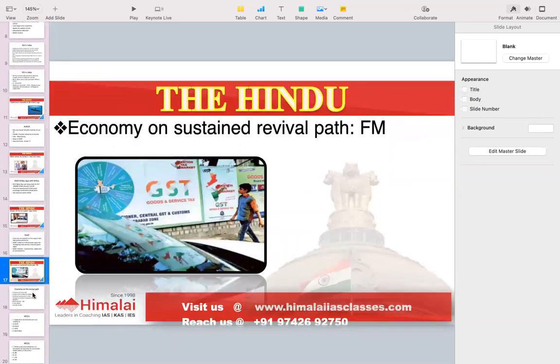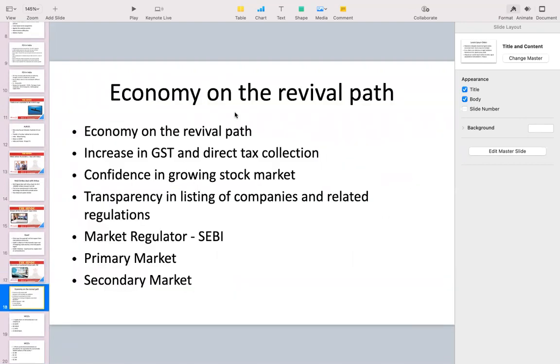The last news item for today is economy on a sustained revival path, which has been said by the Finance Minister of India. COVID has given many disruptions to the Indian economy. As of now, the Indian economy is on the revival path. How can we say that? See, whenever you are in answer writing or in interviews, when you say something, you need to support it with evidence. How can we say that the economy is on the revival path? The evidence is GST collection has increased, direct tax collection has increased. That means people's incomes are increasing. That's why tax is increasing.